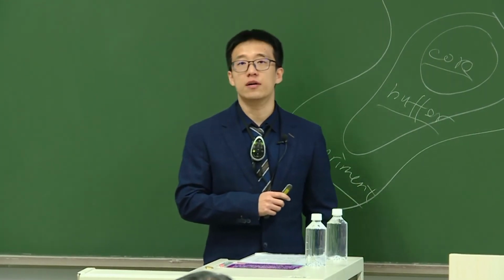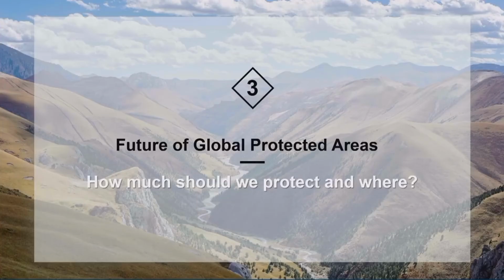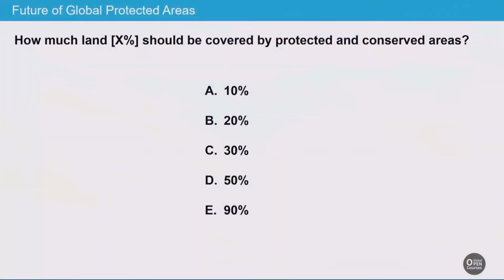Okay, the last part, I will talk about the future of global protected areas. Because we already know the definition of national parks and protected areas. But how should we develop protected areas in the post-2020 era? This is also a very complex and comprehensive question. So we only focus on one key question: how much should we protect and where should we protect? A question for you: how much land should be covered by protected and conserved areas? You can have a think.